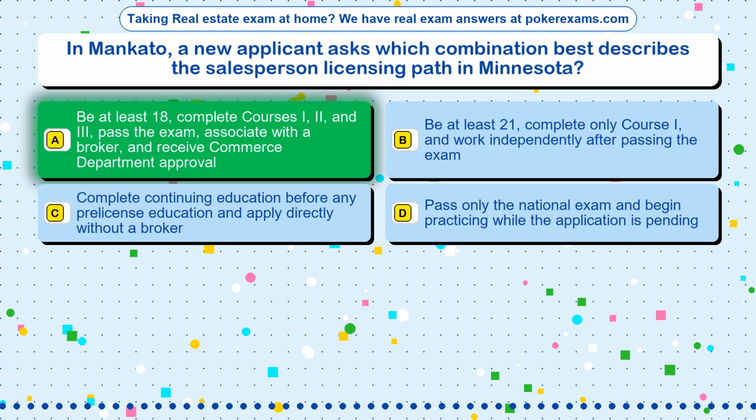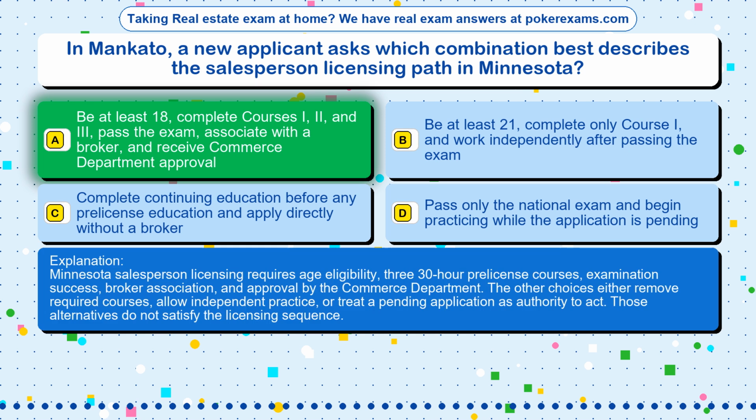The correct answer is option A. Be at least 18, complete courses 1, 2, and 3, pass the exam, associate with a broker, and receive Commerce Department approval. Minnesota salesperson licensing requires age eligibility, three 30-hour pre-license courses, examination success, broker association, and approval by the Commerce Department. The other choices either remove required courses, allow independent practice, or treat a pending application as authority to act. Those alternatives do not satisfy the licensing sequence.